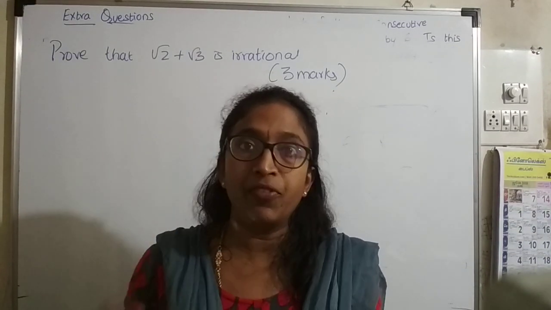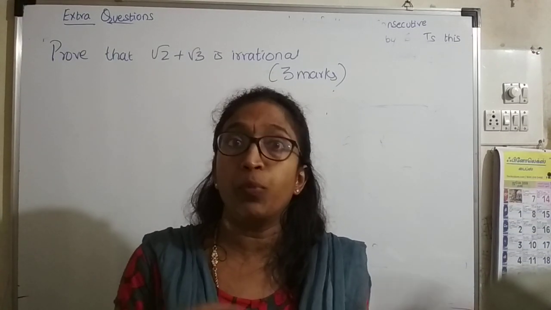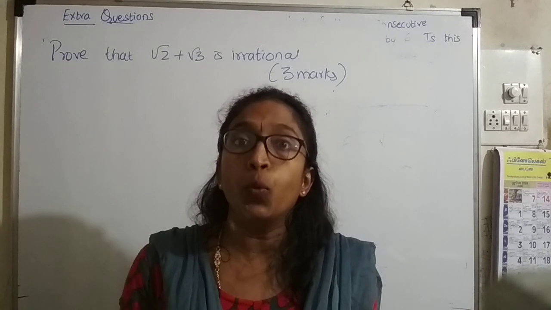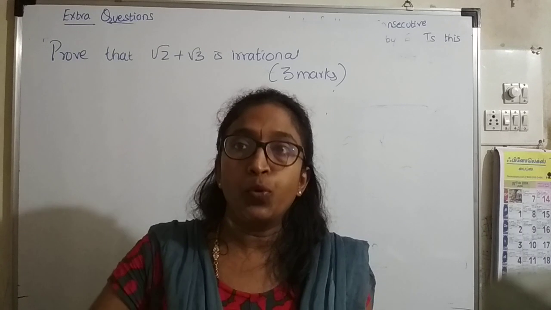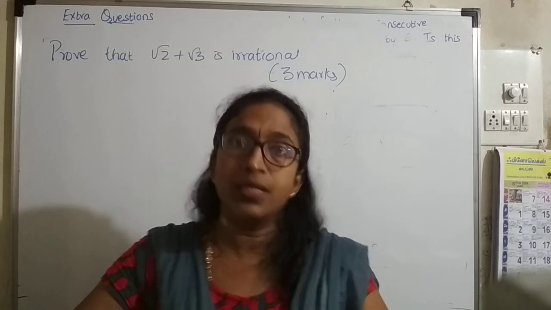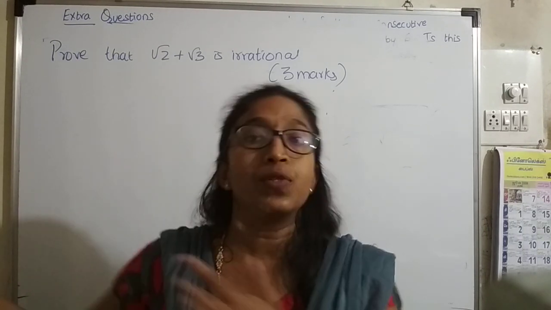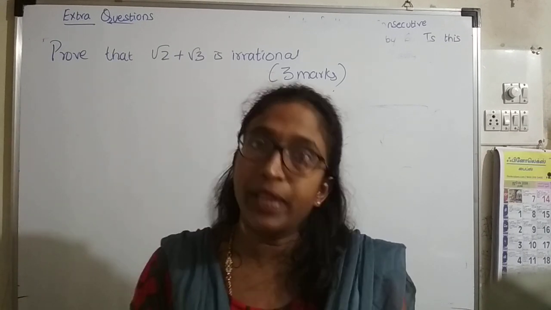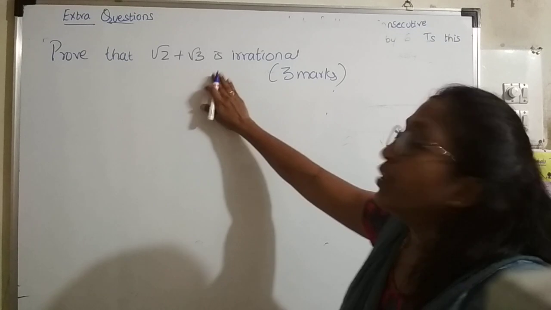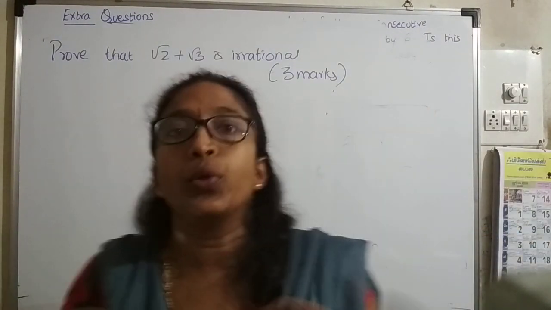Like the theorem that we write, take it as a and b, square both the sides, and we prove that they are not co-prime. That pattern you prove, and then you say similarly we can prove root 3 also as irrational, and the sum of two irrational numbers is also an irrational number. Now I am showing if it comes for 3 marks, how we are going to move on.